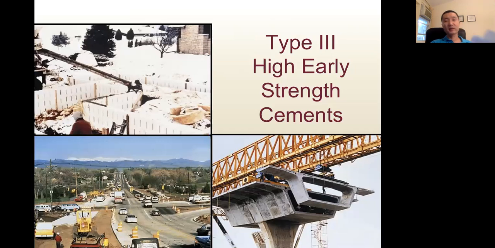Type 3 cement is high early strength cement. This type of cement will generate more heat, so the temperature in the concrete will be kept higher compared to, for example, type 1 cement. So for situations such as winter construction, we do not want the concrete to freeze. We're going to talk about the reason why. But to keep the concrete temperature high, we can use type 3 cement in winter construction.